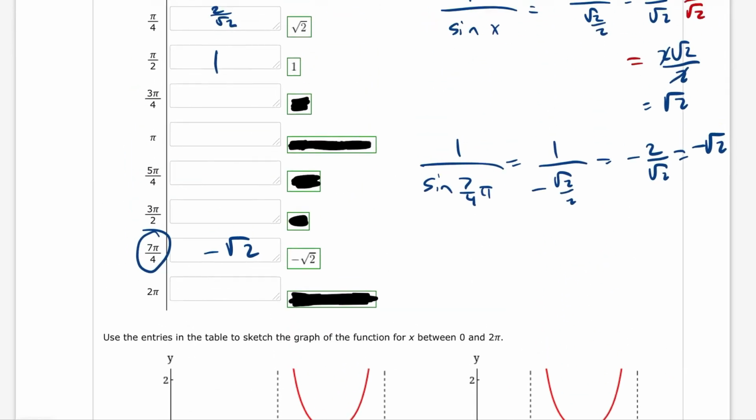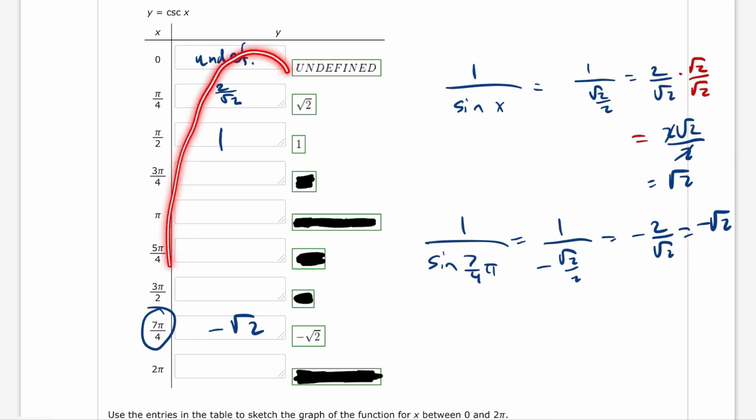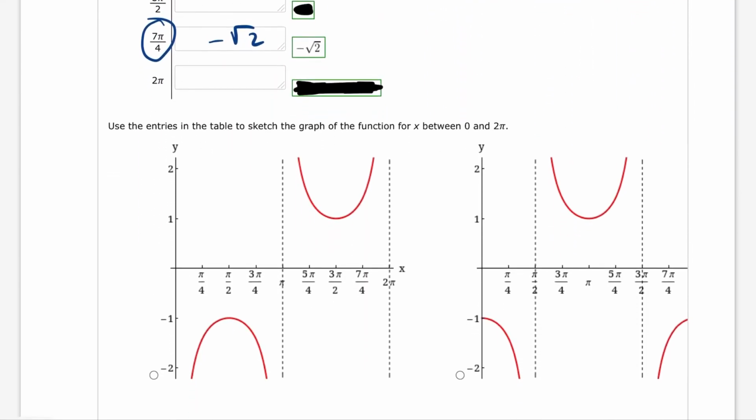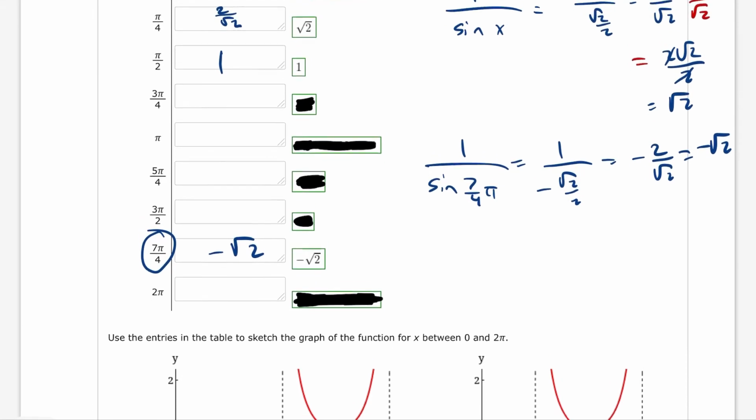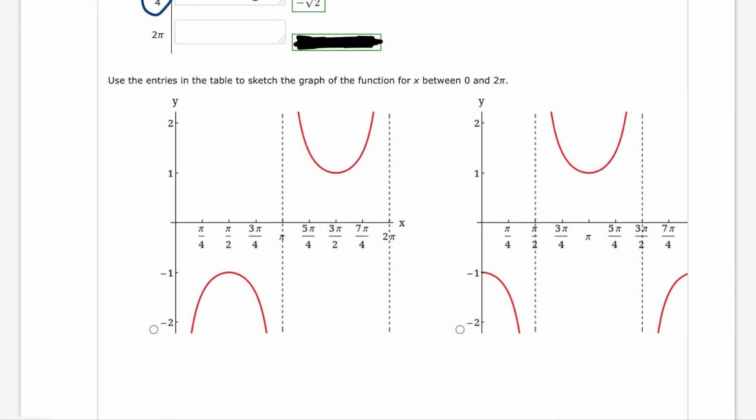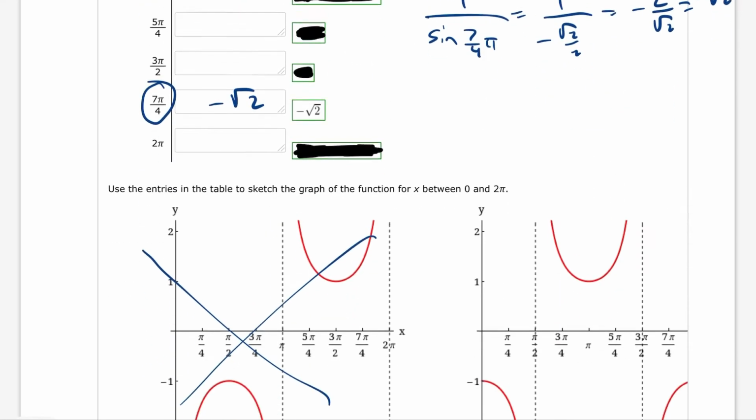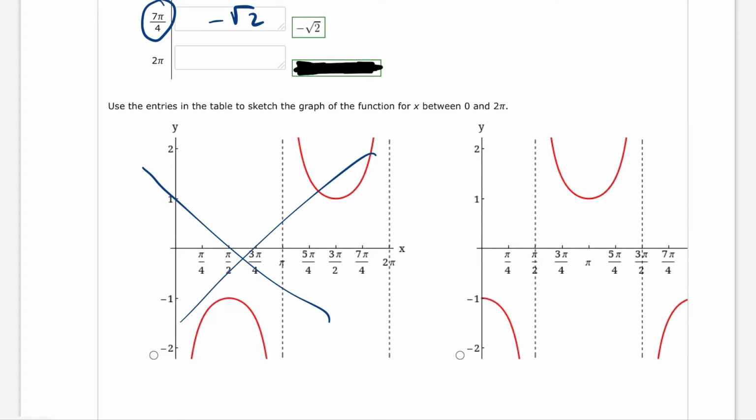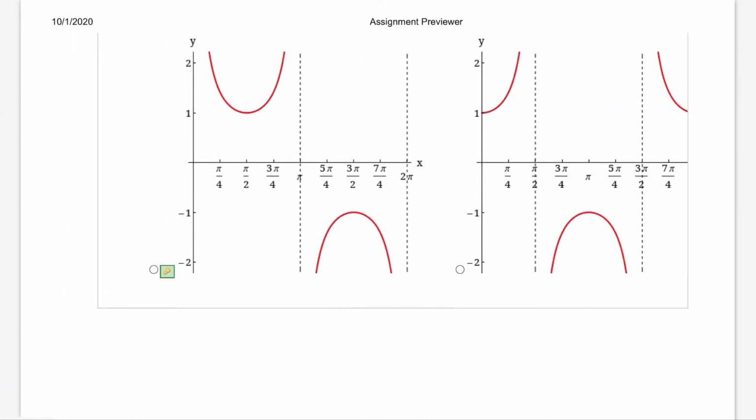All right, so once you have all these values filled out, then you will see what the graph would look like. At pi over 2, it's going to be 1. This one's clearly wrong because that's negative 1. It should be up here. So this one's out. At pi over 2, it should be 1. This one is an undefined asymptote, so it can't be that one. And at pi over 2, it is 1. So it's got to be this one.